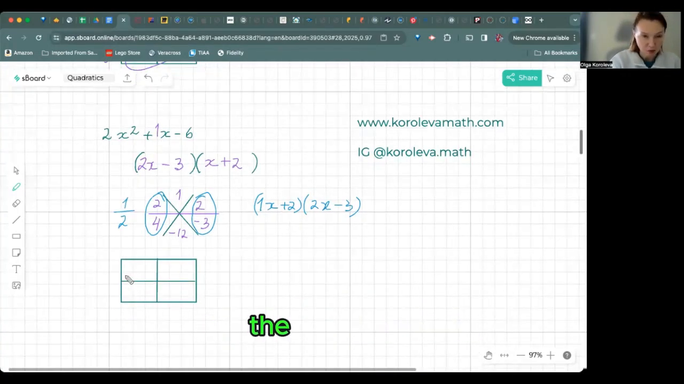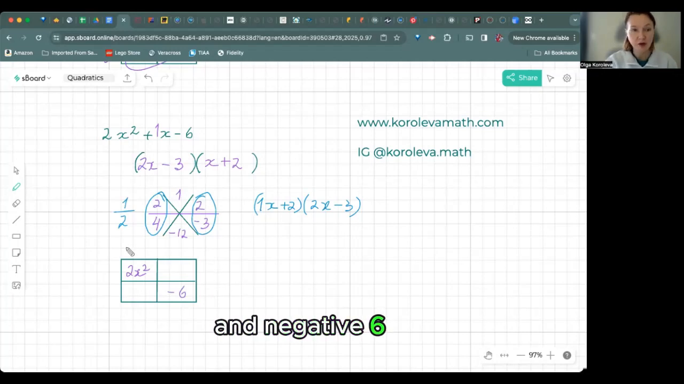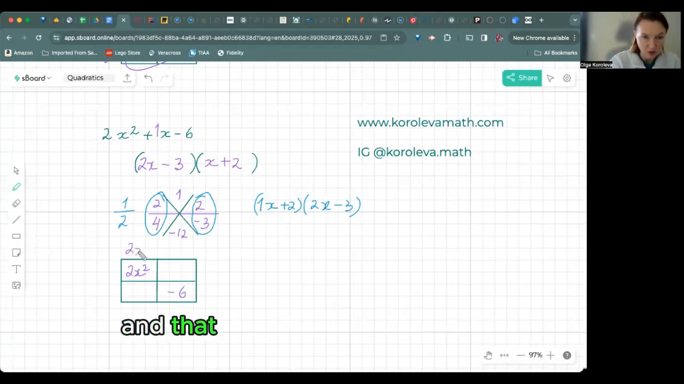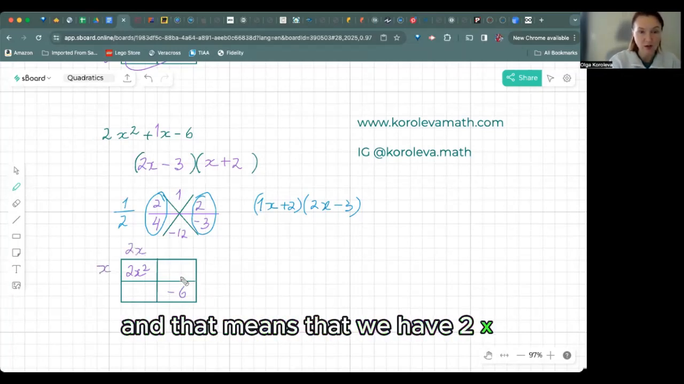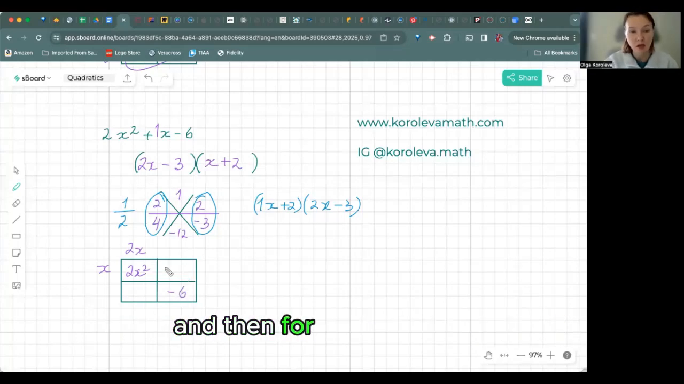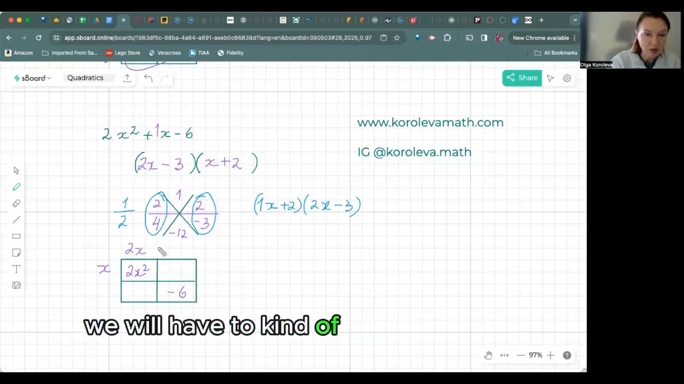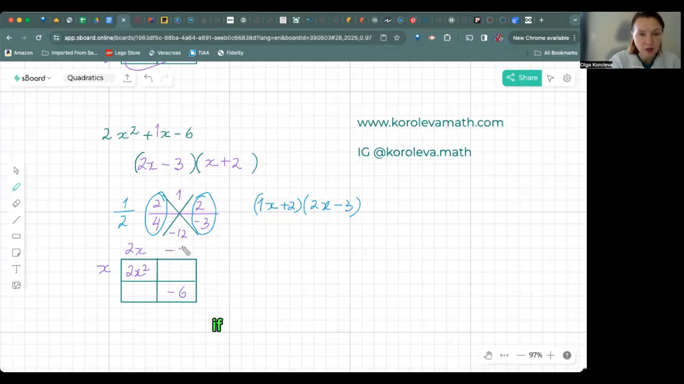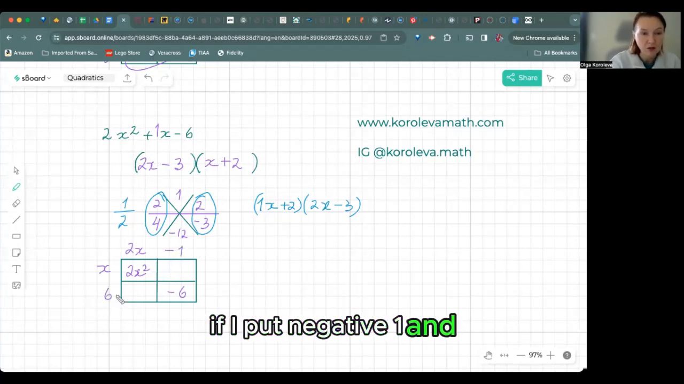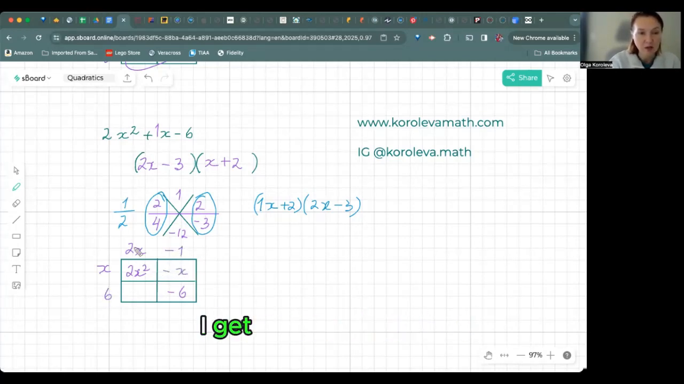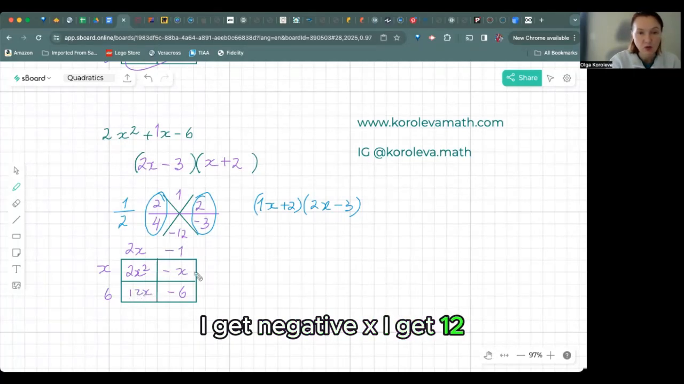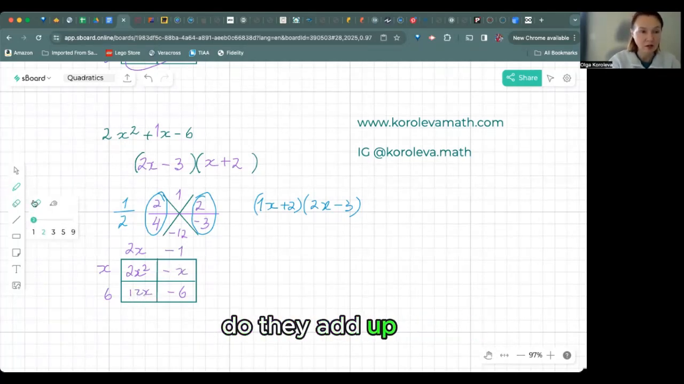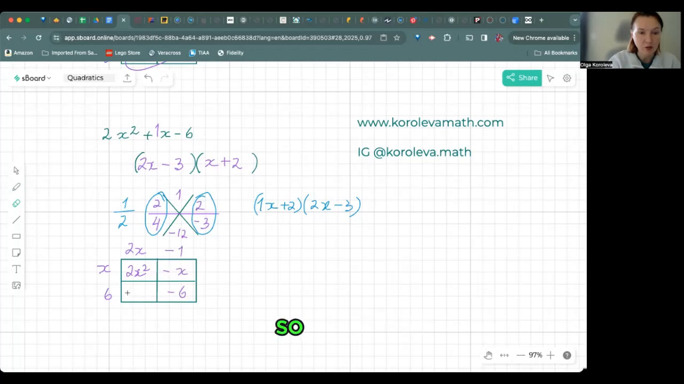Finally, the box method. You will have to put 2x squared in here and negative 6 in here. And that means that we have 2x and x. And then for negative 6, again, we will have to kind of play with the numbers and think about, okay, if I put negative 1 and 6, what do I get? I get negative x, I get 12x. Do they add up to 1x? No, they don't. So I have to erase and start all over again.